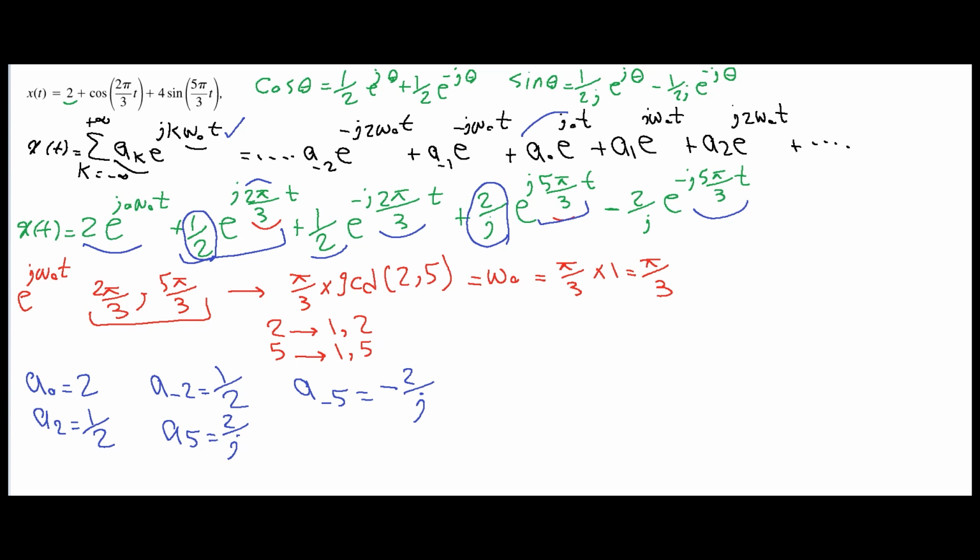In this example, we reviewed how to express trigonometric functions using Euler identities, determine the fundamental frequency, and calculate the exponential Fourier series coefficients of a continuous time periodic signal.